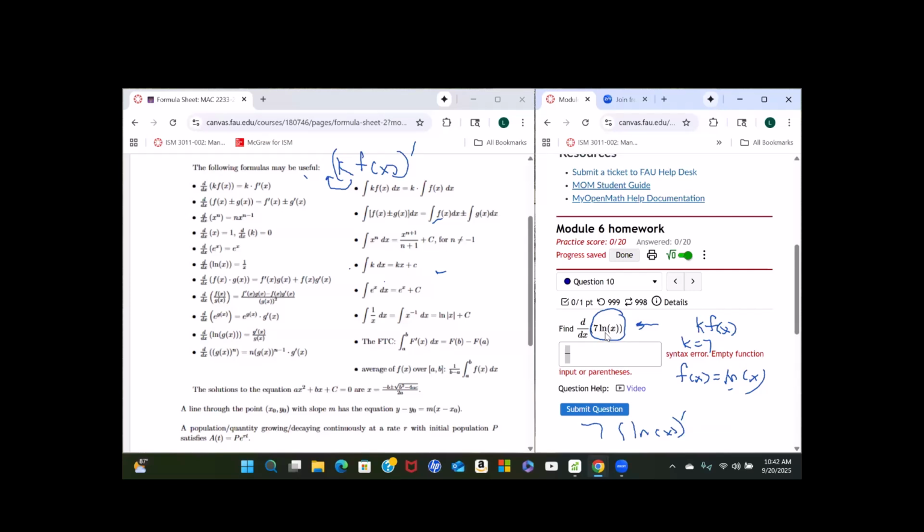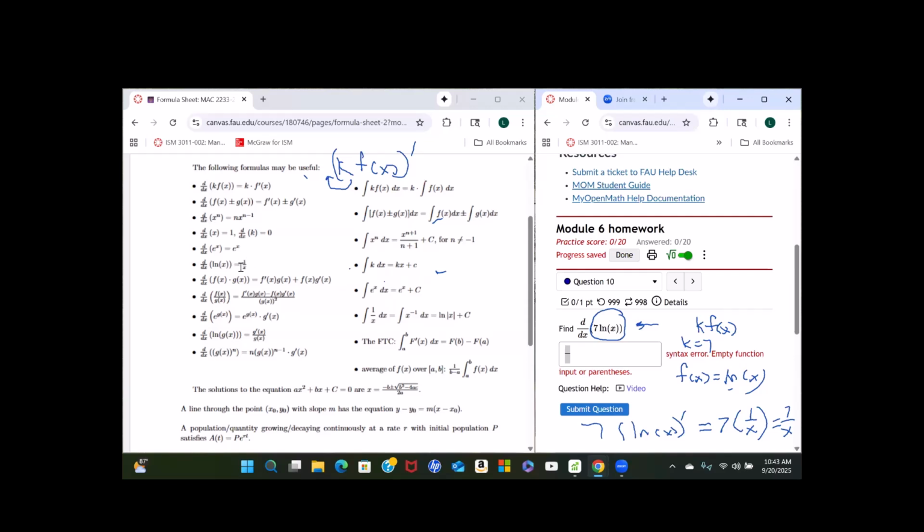This is the same as 7 times the derivative of ln of x, right? And what's the derivative of ln of x? It's on the formula sheet. Look at the formula sheet. Don't look anywhere but the formula sheet, because this is what you have on the test. 1 over x. Exactly. This equals 7 times 1 over x, which is the same as 7 over x. That makes more sense now why it's 1 over x.